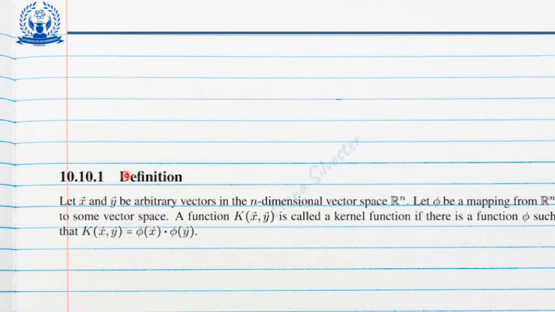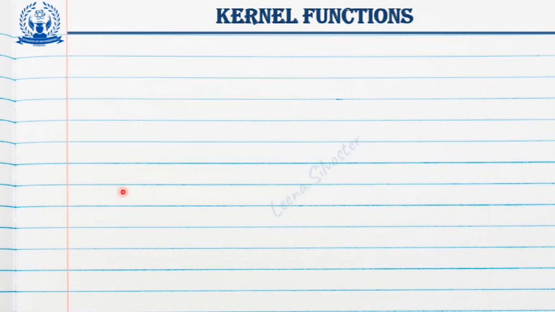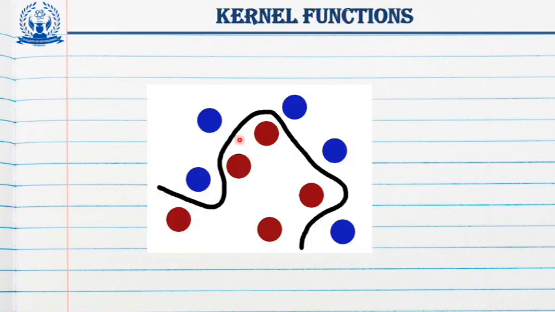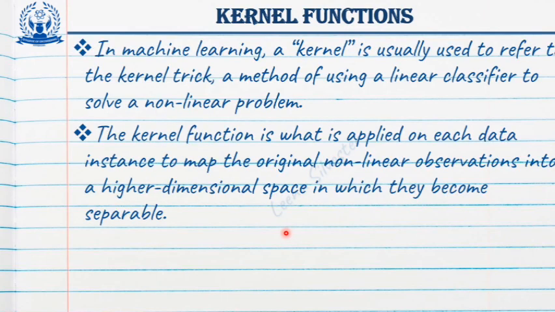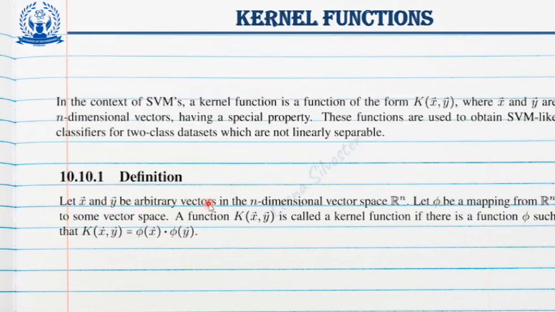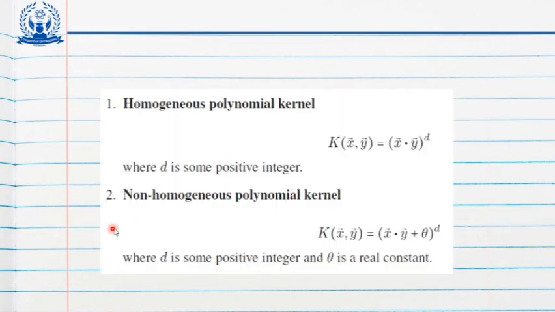So the definition. Actually this one is a kernel function. We are using this black curve, not line, curve. Here we can map the original nonlinear observation into the higher dimension. If we map, then it will become linear. That is the kernel function. Kernel function means we are mapping the original nonlinear data into higher dimension. If we map like that, then we will get a linearly separable form. So this is the definition.